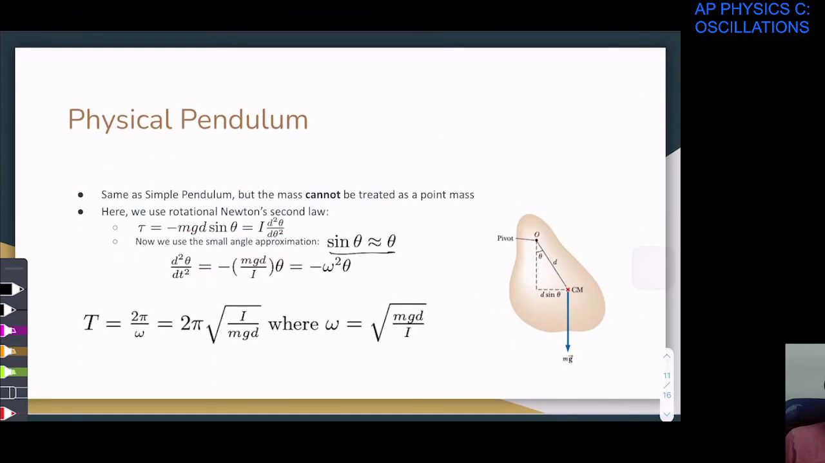Now we're going to look at a physical pendulum. So this is a simple pendulum, but the mass can't be treated as a point mass. This is actually a real mass. It's a more realistic version of the previous slide.